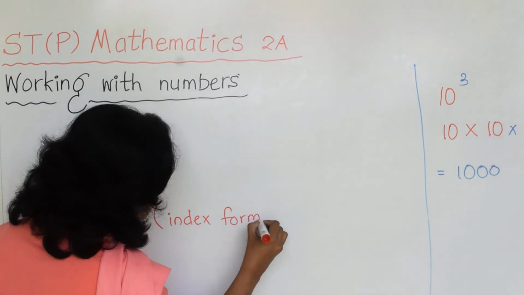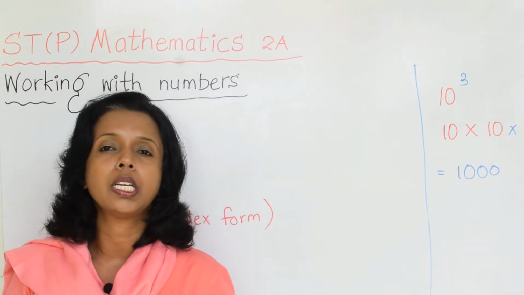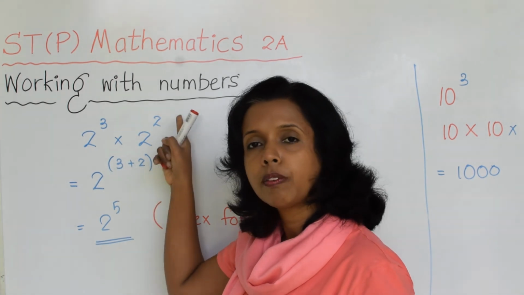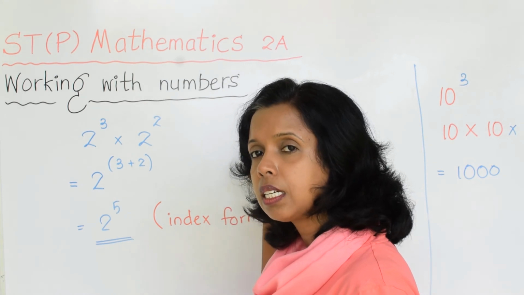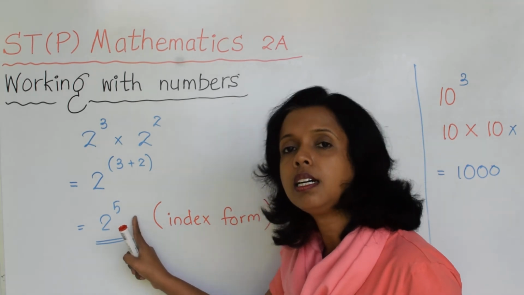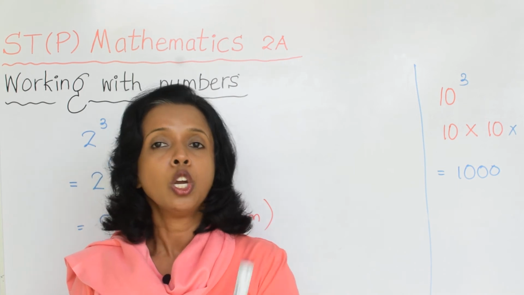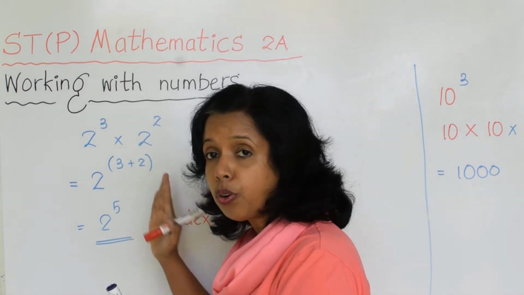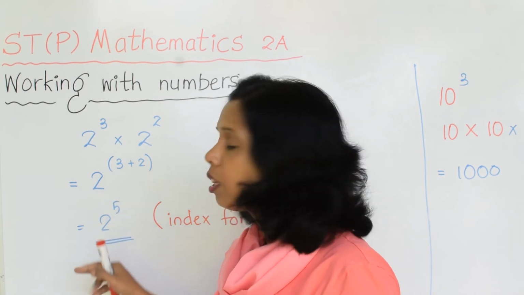So you may come across this word in your examination, especially in the monthly test and semester examination. They will give you 2 to the power 3 multiplied by 2 to the power 2, and the question will be: find the answer in index form. This is how you show the answer in index form. But in any case, if they have given to find the value of this, and you have kept the answer like this, you are not getting the full marks.